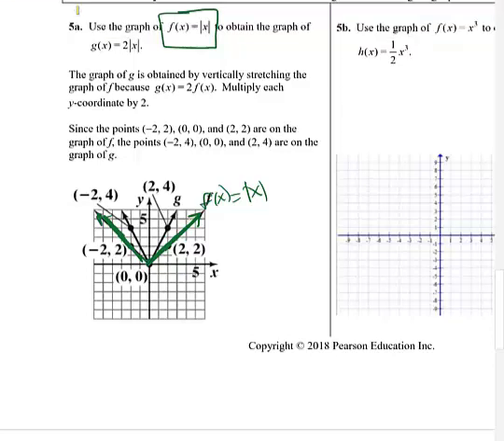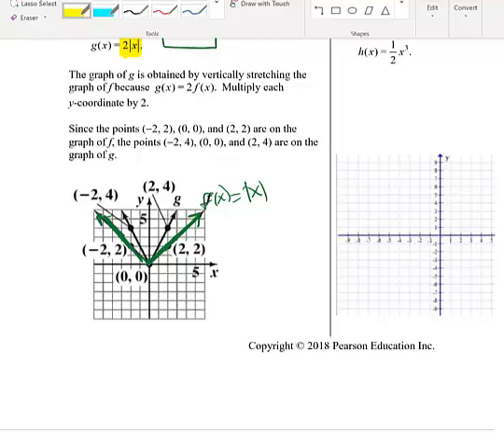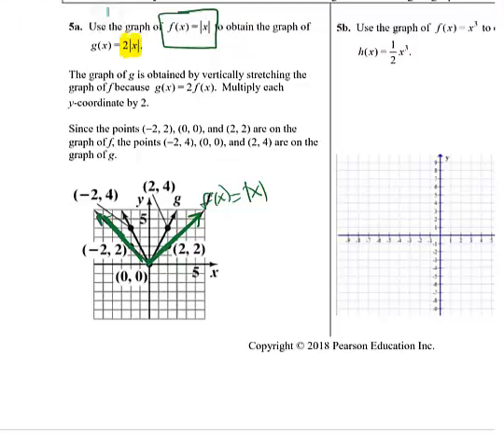We haven't seen this before where we're multiplying. So the old function, absolute value, we're going to multiply it by 2. So far we've seen adding and subtracting numbers to the function or giving it a negative sign, but we haven't seen multiplying. Okay, so they've kind of given us an outline of what to do.